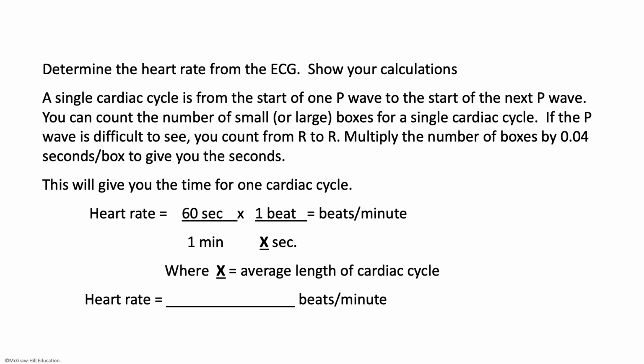And if the P wave is difficult for you to see, you can count from R to R, which is the QRS complex. The Q is the first downward divot, and the R is the top pointed part of that. You can multiply the number of boxes by 0.04 seconds per box to give you seconds of a total cardiac cycle. So this will give you the time for one cardiac cycle. Once you know that, that's what X should be in this equation. So X is the average length of the cardiac cycle in this example. And again, they're going to give you an ECG to read.